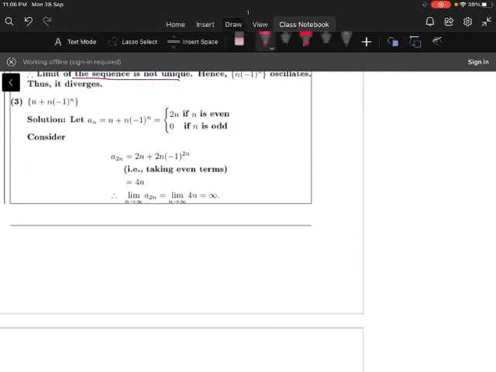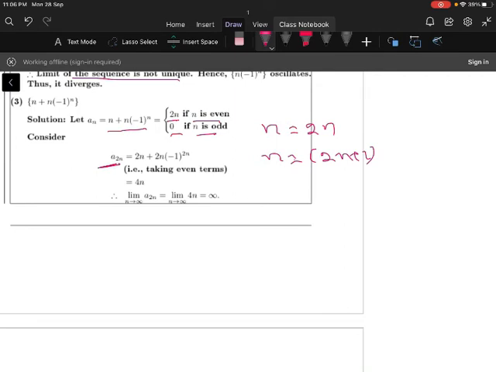Now let us move to the next problem. The sequence n plus n times (-1)^n. Let us take a_n equal to n plus n times (-1)^n. When n is even, that is 2n. When n is odd, that goes to 0. So let us take again two cases: n is an even number and n is an odd number of terms here.